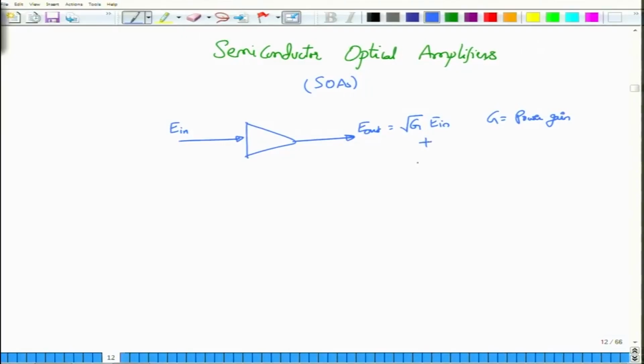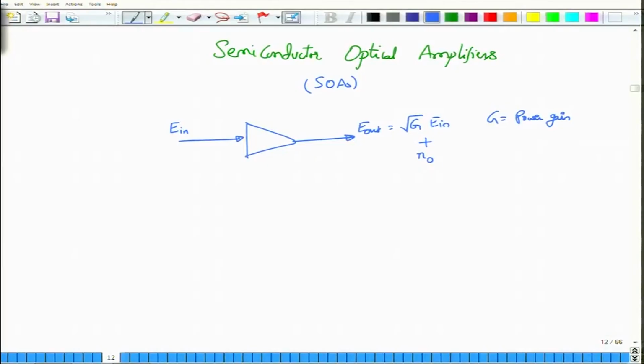Of course, if it was an ideal amplifier, this is what it would have done, but most physical amplifiers also add a certain amount of noise to the output. This is amplified spontaneous emission noise that is added from the semiconductor material itself, and the amount of noise that goes into the band depends on the bandwidth of the input signal. Usually the gain is broadband, and when you send in light with a certain bandwidth around a particular carrier frequency, the in-band noise is determined by the bandwidth of the input signal. So, this is what one would expect from an ideal amplifier and from a non-ideal amplifier.